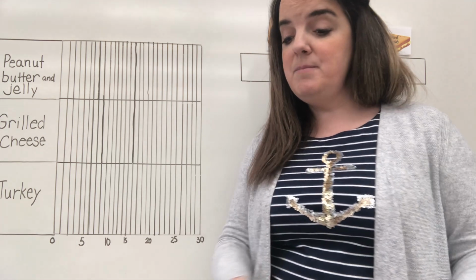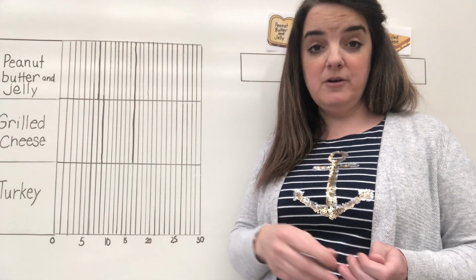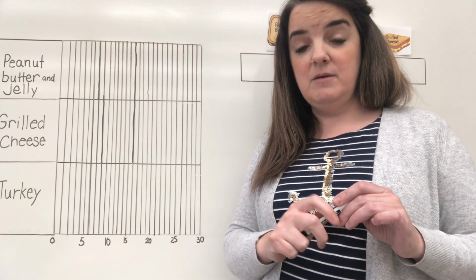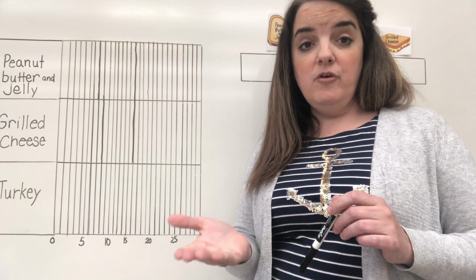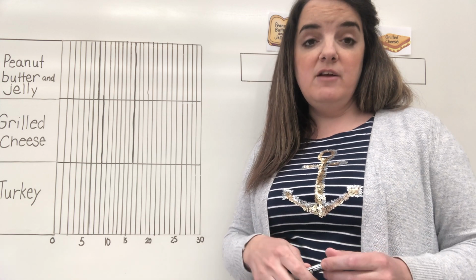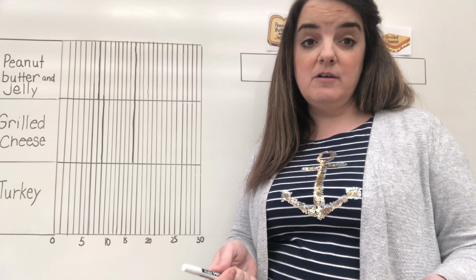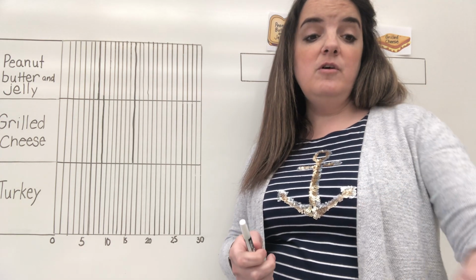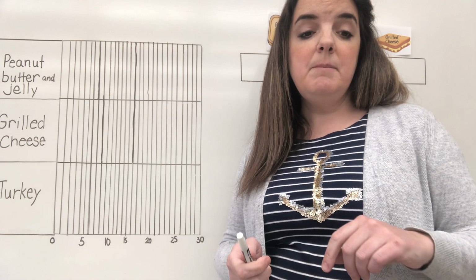So at the top of your paper, you'll see that there's the 3 pictures of the sandwiches. And you'll see there's a box underneath each sandwich. We're going to draw something under each sandwich to match the numbers that I just read, and they are called tally marks. Now, a tally mark is just a straight line up and down. So, for example, I will show you peanut butter and jelly.